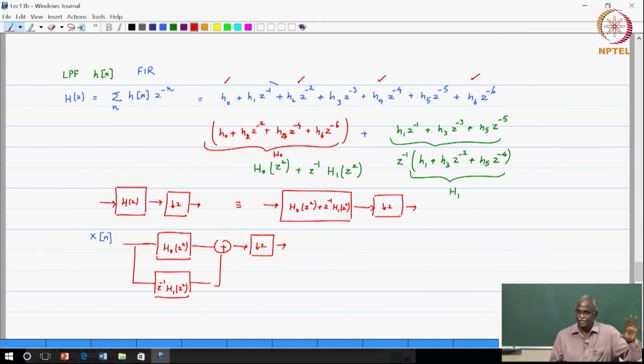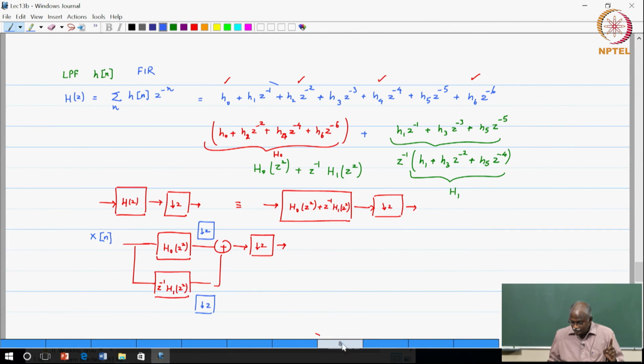H of z is the anti-aliasing filter. I want to do downsampling by a factor of 2. As the question was raised, can I group terms to make them not polynomials of z, but polynomials of a higher power of z, which is exactly what we have done. Now, invoke the property of linearity, which says that I can take the downsampler inside. So, I can insert a downsampler on the upper branch, I can insert a downsampler on the lower branch.